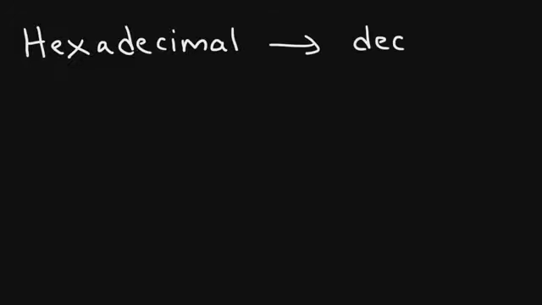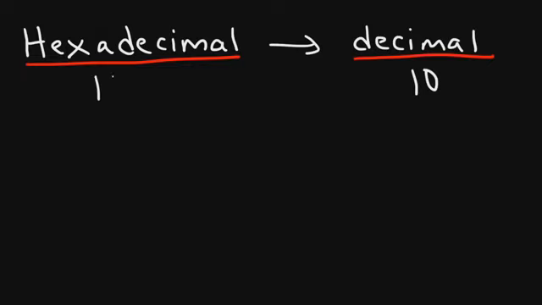In this video, we're going to focus on converting a hexadecimal number into a decimal number. The decimal number system is a base 10 system, and the hexadecimal number system is base 16. But how can we convert a hexadecimal number into a decimal number? Before we can do that, we need to know the relationship between decimal numbers and hexadecimal numbers.